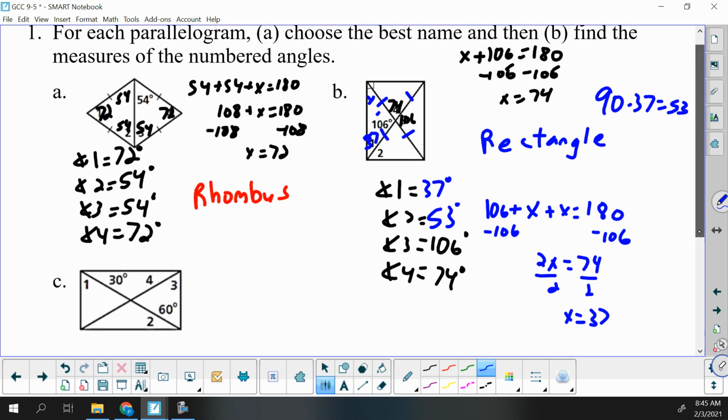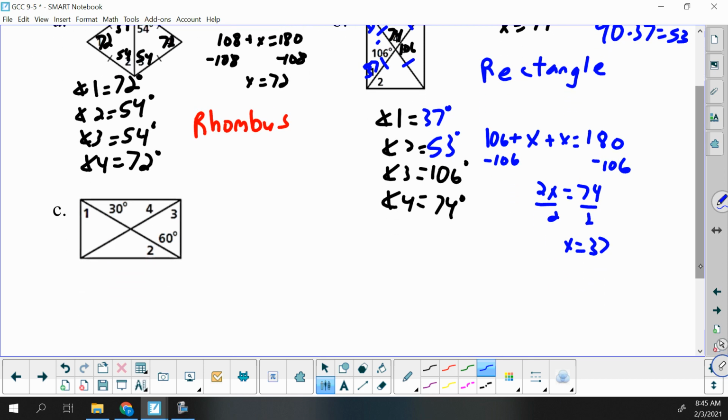And our last one, we'll do our angles 1 through 4. So we have that this is a parallelogram already. So something we can use is our parallel lines and do the zigzag. By our congruent alternate interior angles, we would know angle 2 has to be 30 degrees. Well, we can do our zigzag going this way to know that angle 1 has to be 60 degrees.